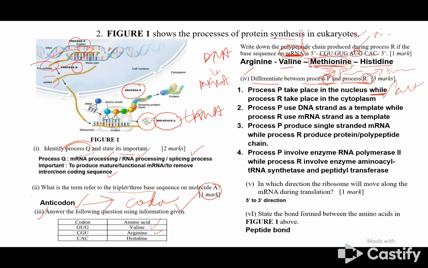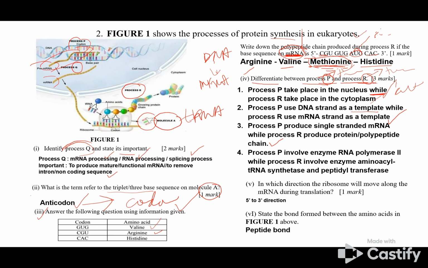Okay, so total 3 marks, you must write 3 differences, but here got 4. It's good if you write extra. So process P takes place in the nucleus while process R take place in the cytoplasm. Process P use DNA strand as a template, must write completely, while process R use mRNA as a template. Process P produce single strand mRNA while process R produce protein or polypeptide chain, either one.